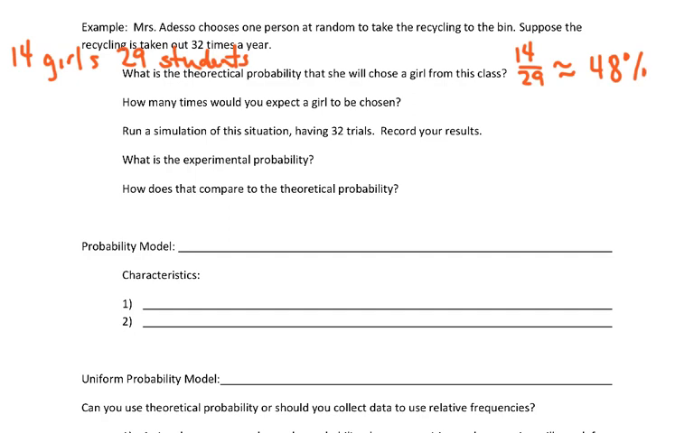So if I'm doing this 32 times a year, I would take that probability, 48%, and multiply it by 32 times, and that would be how many times I would expect to pick a girl. So 0.48 times 32, and you get, excuse me, 15.36. So I would expect to choose a girl about 15 times.